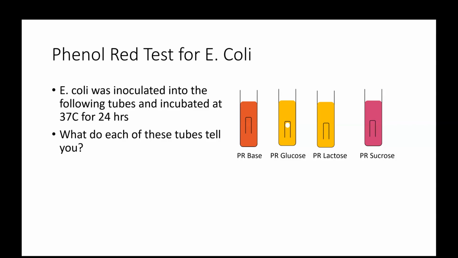We incubate it for 24 hours at 37 degrees Celsius, and notice that we have a base broth. So we inoculated E. coli into a base broth that contains no carb, right? It's a nice control for us to make sure that it can't ferment in the absence of carbohydrates. And we're going to inoculate it into phenol red that contains either glucose, lactose, or sucrose. So what do each of these tubes tell you about E. coli? Interpret these results, and then there will be questions on the quiz based on your interpretation of these results.